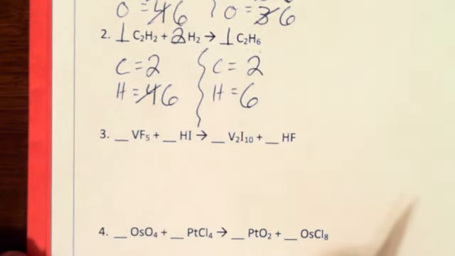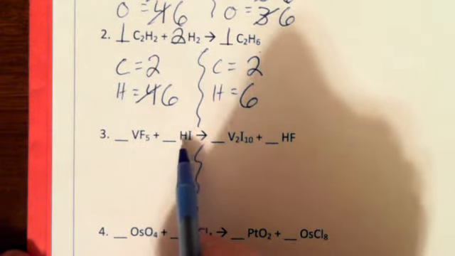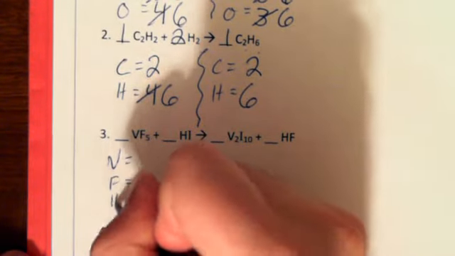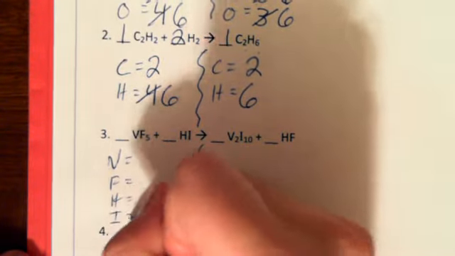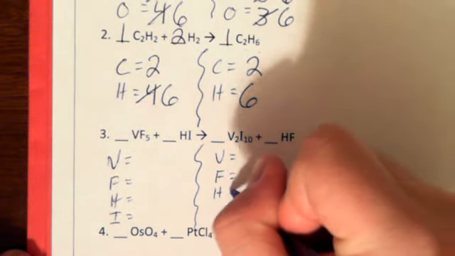Alright, take a look at number 3. Number 3, a little bit bigger, but we're going to solve it the same way. V, F, H, I. And we're going to do that on both sides.